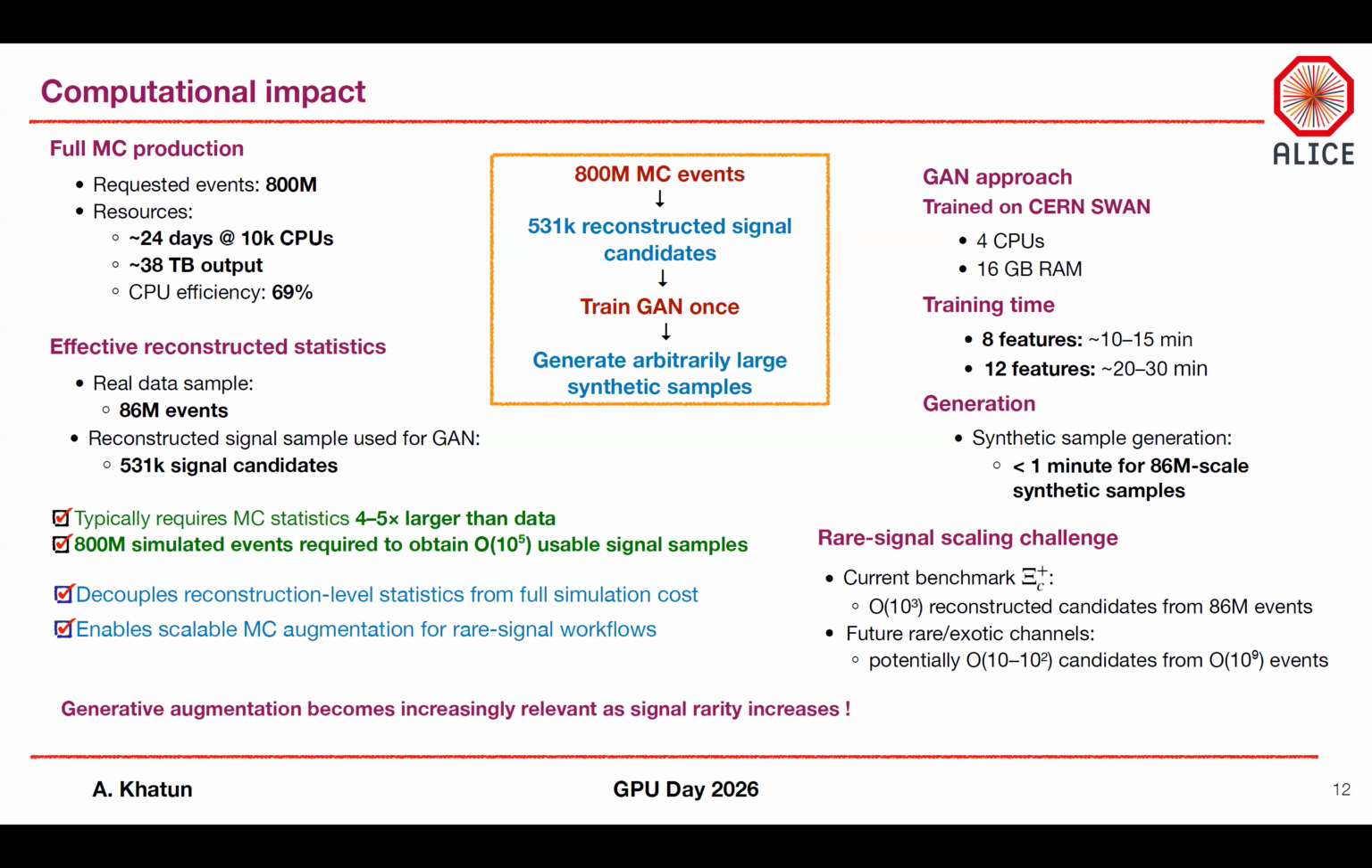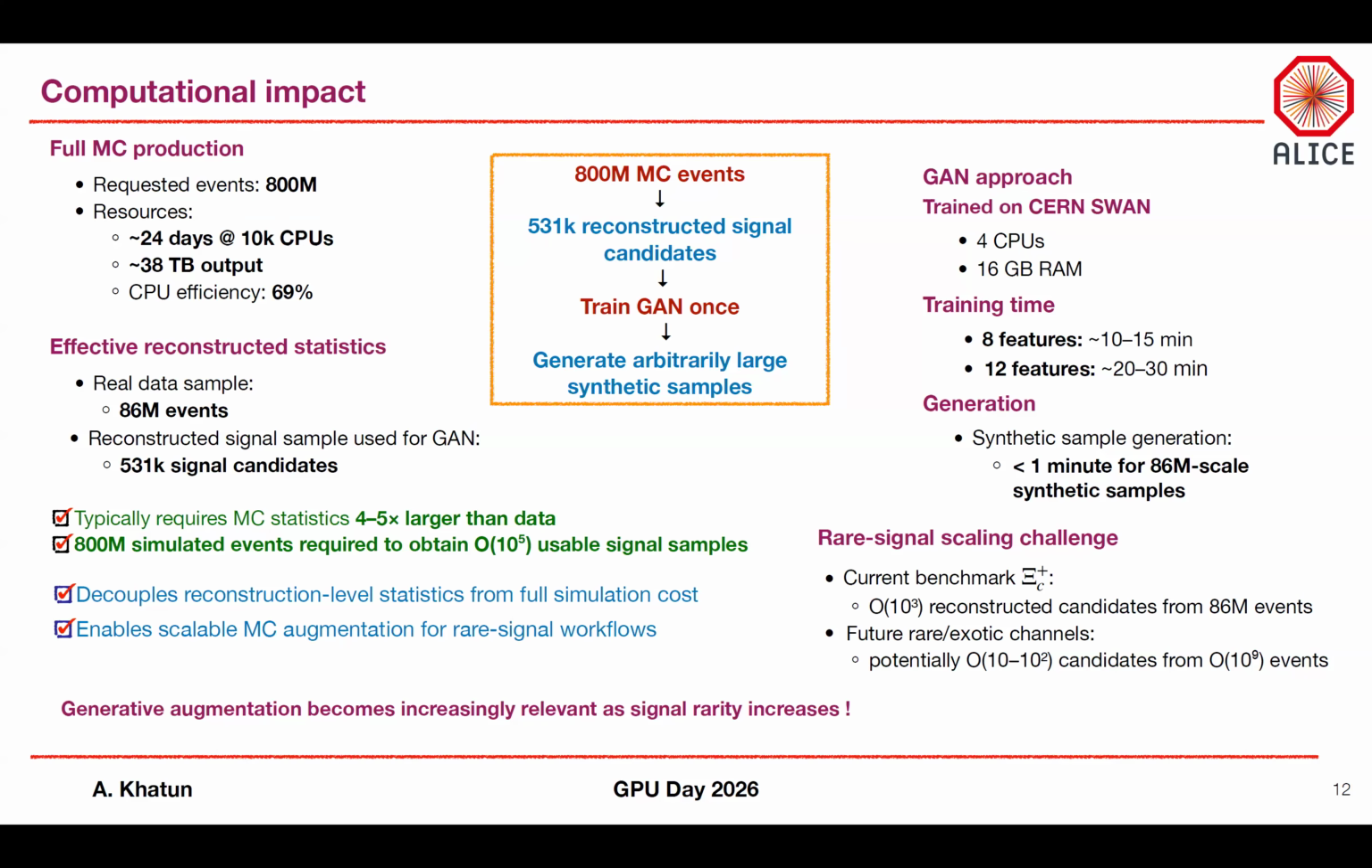And so as you see, the training is only one time, and one can produce an arbitrary number of samples as much as we want once the training is done. And this becomes even more relevant if the signal becomes more rare. So when we have 1 in a billion particle, or even rarer, like psi-CC or multi-charm baryon, or even more rare particles, this challenge becomes even higher.